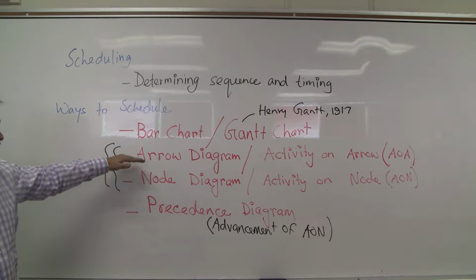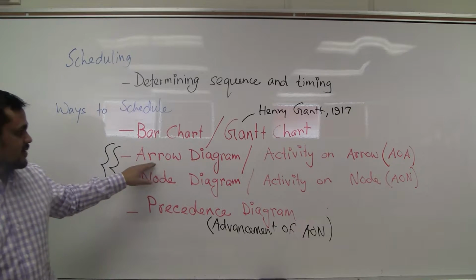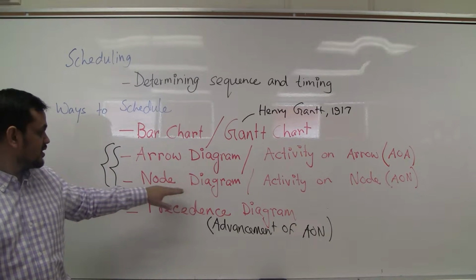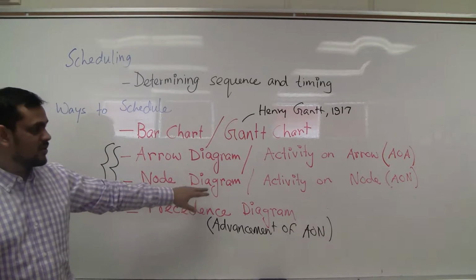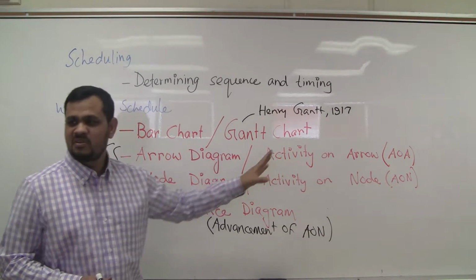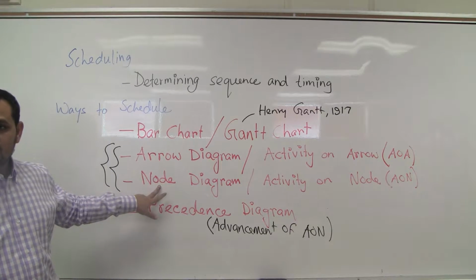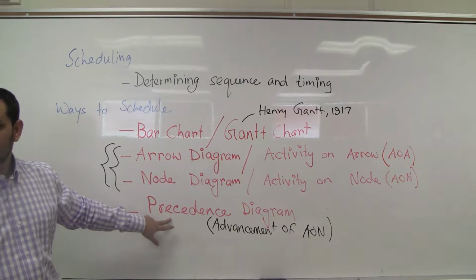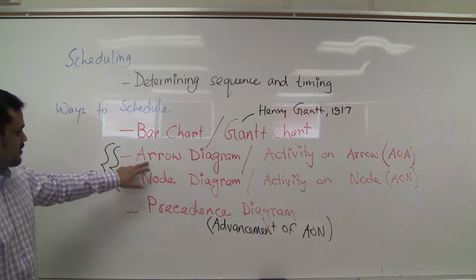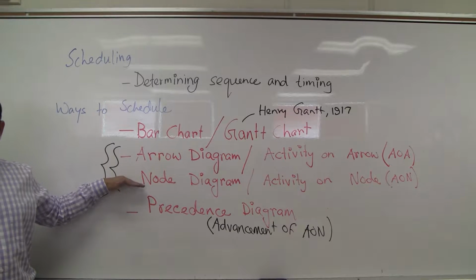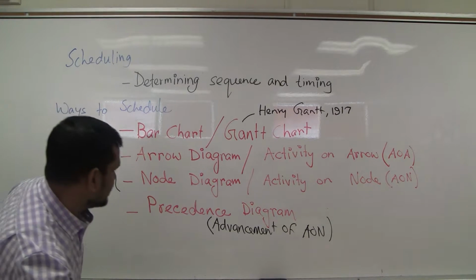Bar chart, arrow chart or arrow diagram. Sometimes we call arrow network, node diagram. Sometimes we call node network or AOA, AON, this kind of name, many names. Precedence, same thing of node, little advanced. Okay, let us start arrow. So today we will do how to draw arrow and node. Just to draw, yes, nothing else.